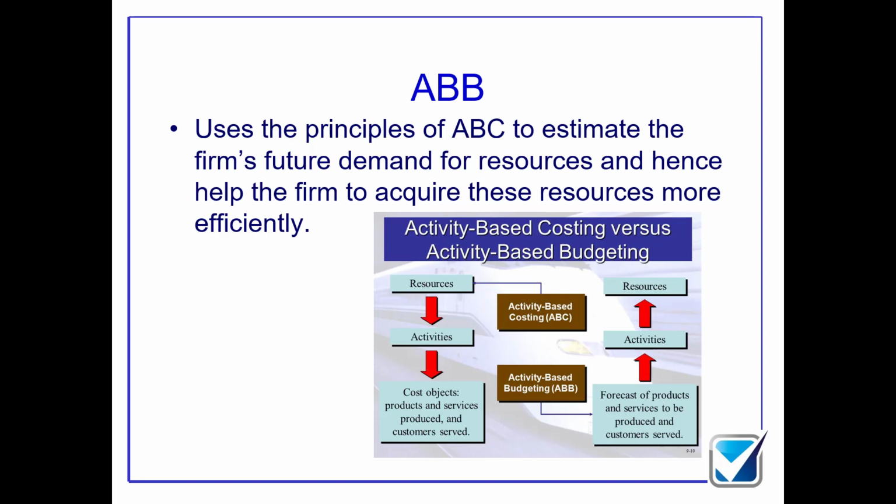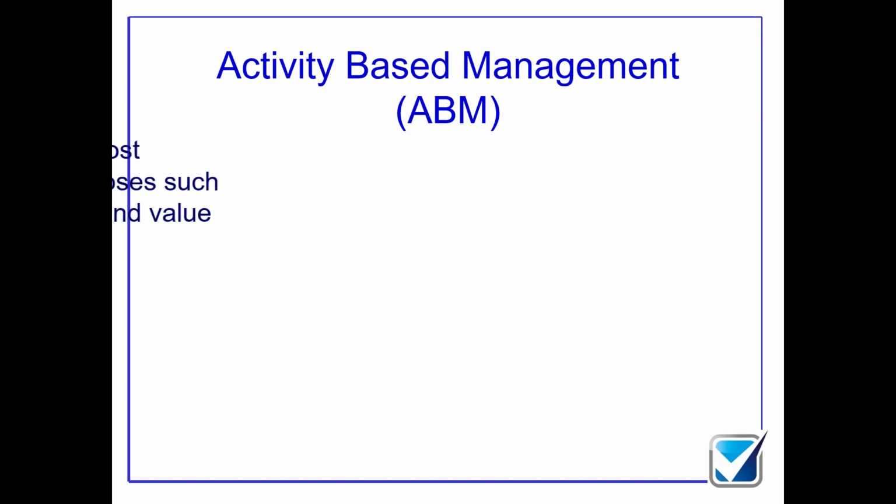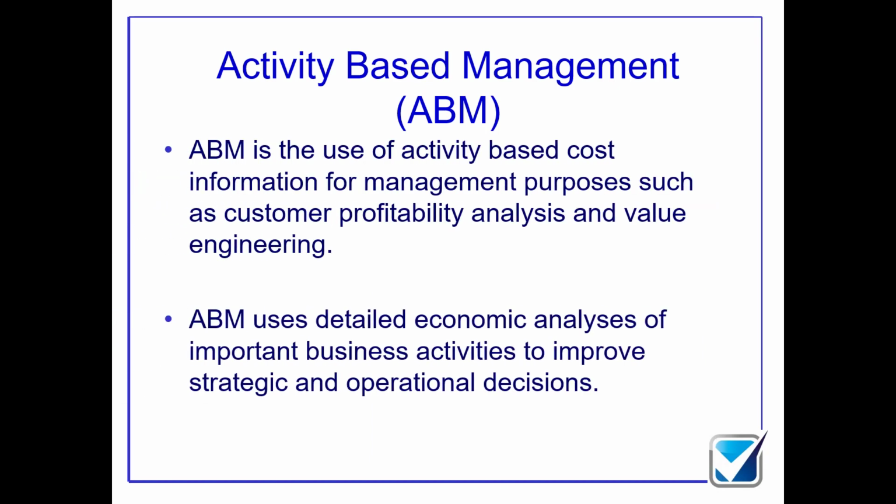And then the next thing that falls out from this is activity-based management, which means that the managers can try to work out whether I need to be performing a certain level of activities or not. And activity-based management is all about the activity-based cost information being used in such a way that it can now generate a competitive advantage. We use detailed economic analyses of important business activities to make better quality decisions. And that's what management information is all about. And that's what good quality management is all about as well.